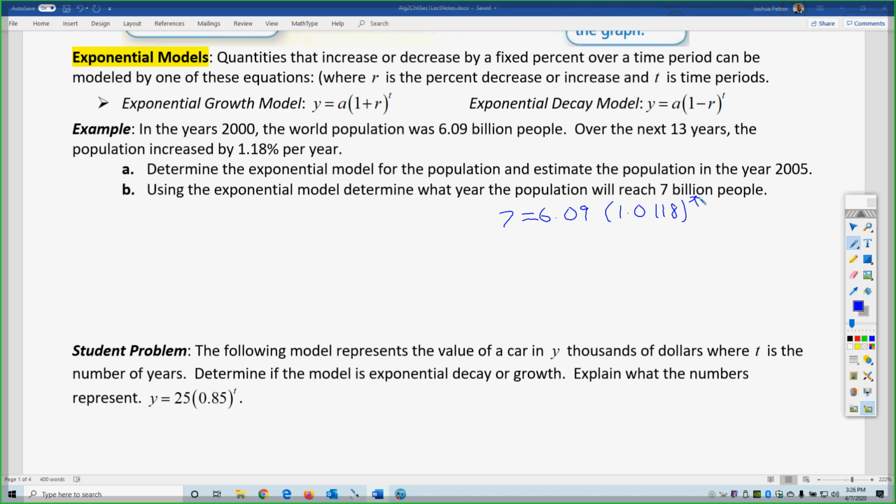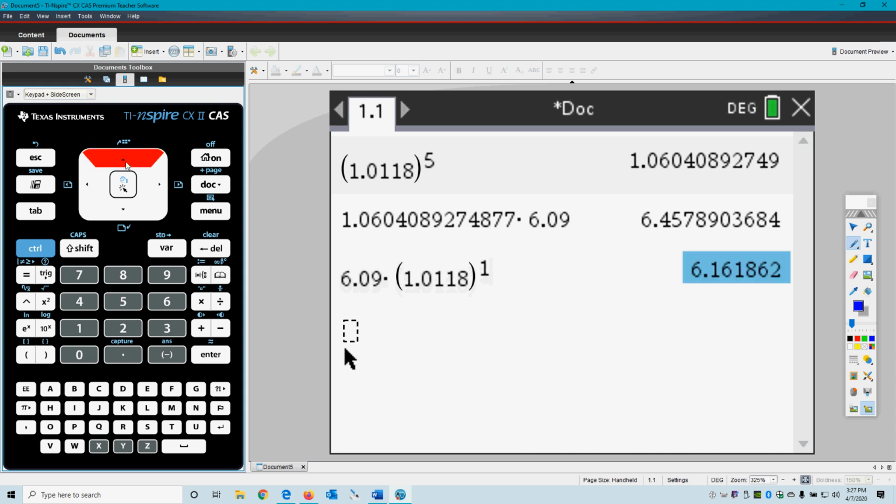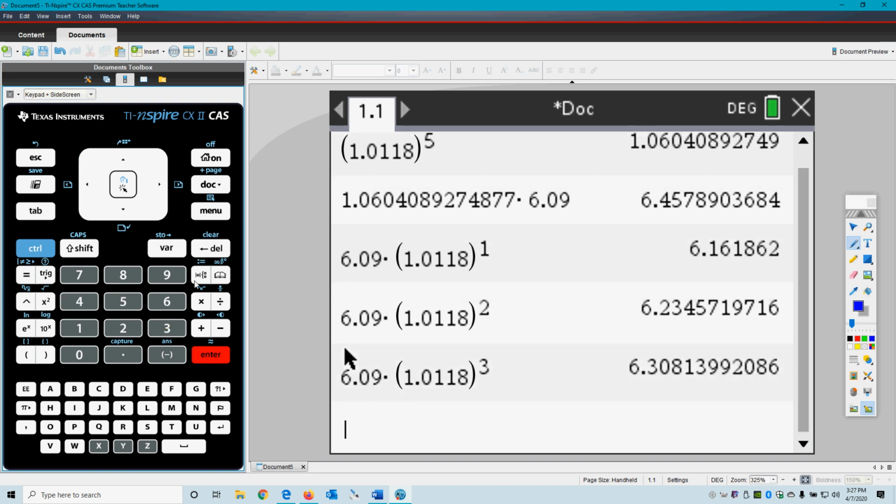Okay, so we'll just do process of elimination here. So 6.09 times the parentheses of 1.0118, and we'll do it to the first power. Not quite enough. So we'll just copy this and we'll keep going. Second, not quite enough. All right, let's try it again. Paste. We'll go to the third power. Not quite enough. So you can see this is growing slowly.